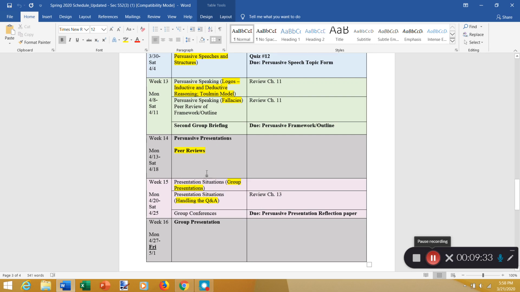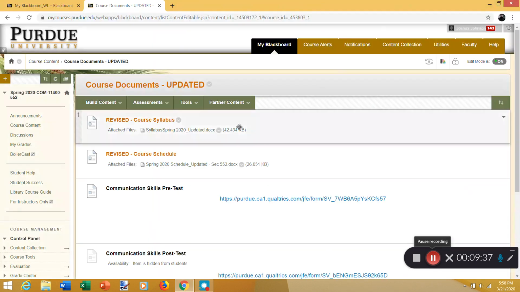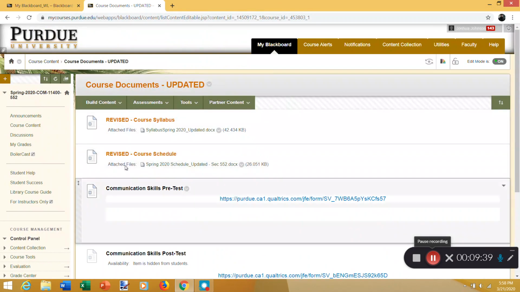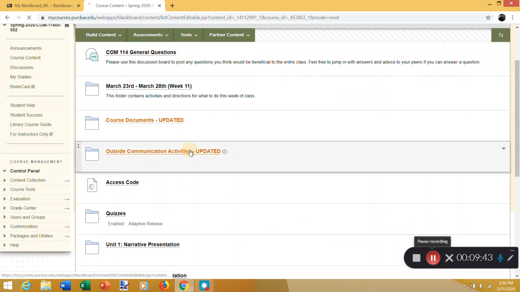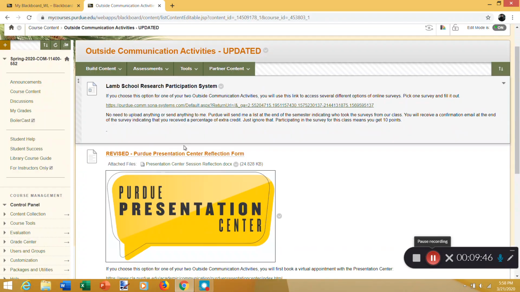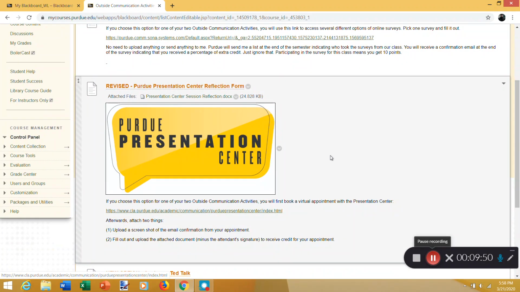But for now, this is just an overview. This just kind of shows you what we're doing so far. So once we've done that, this is all basic cool stuff. Your documents are updated. Under the outside communication activities, the survey is still an option, so you can do that. The Purdue Presentation Center is still open.